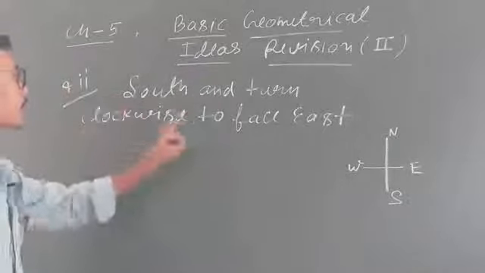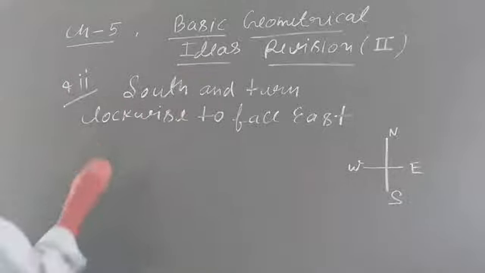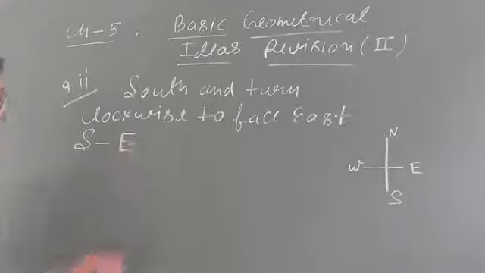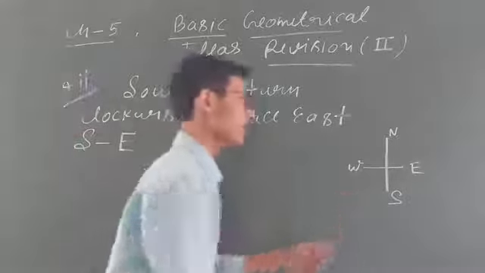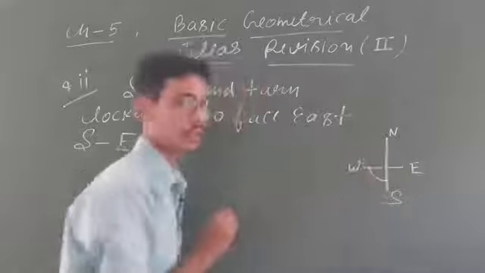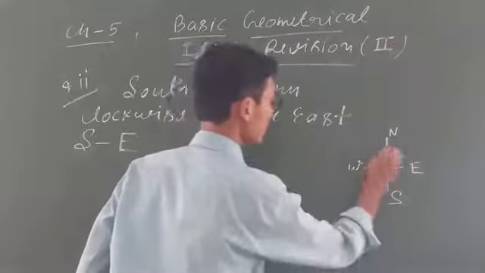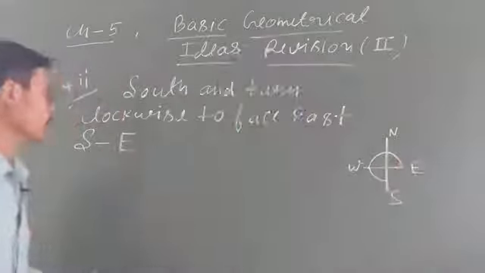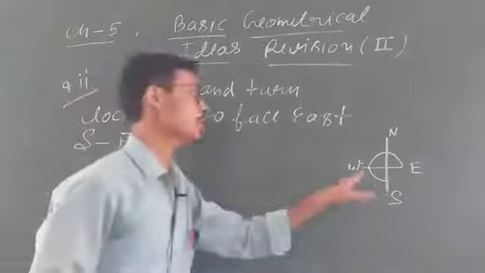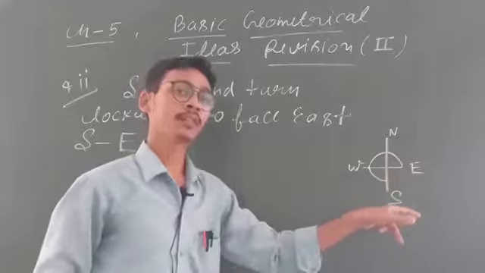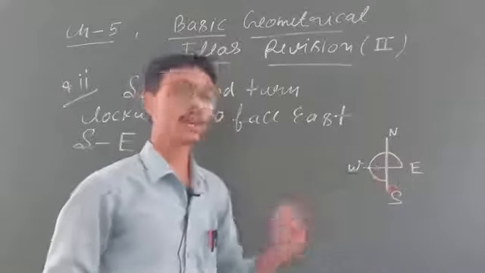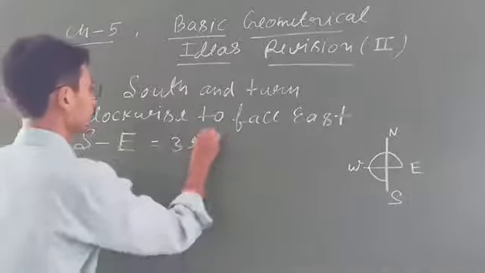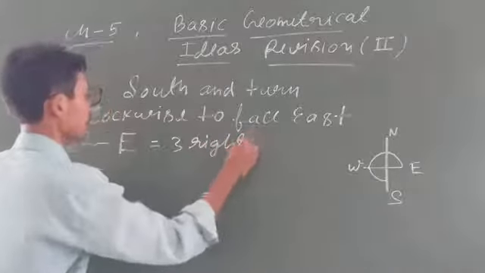Look, south and turn clockwise to face east. That means you have to go south to east. It is given clockwise. Look, south to east you have to go. So first you will go south to west. Again you will go west to north. Then again you will go north to east. Is that clear? We have to go south to east. How many right angles will you travel? 1, 2, 3. You can count. That means south to east equals 3 right angles.